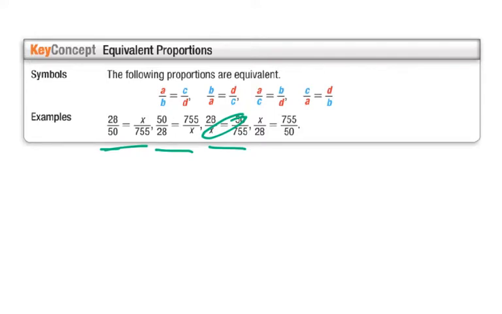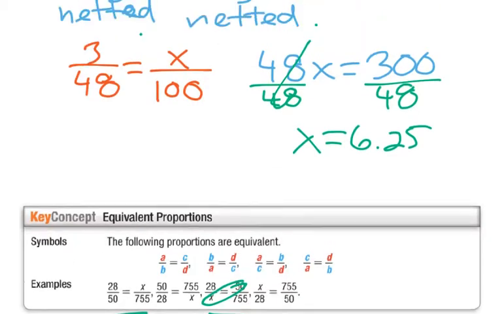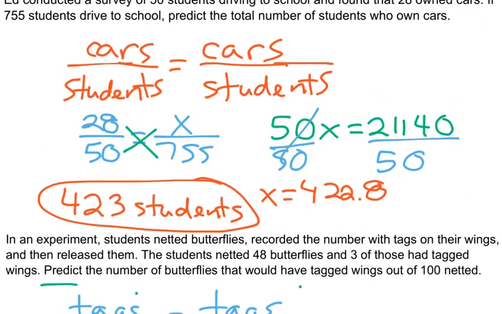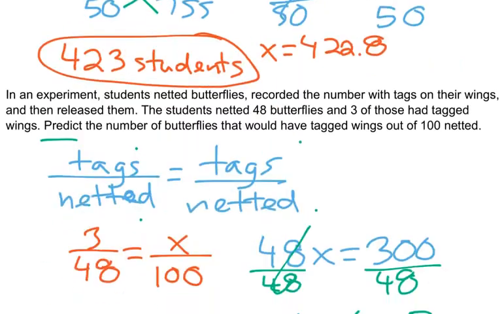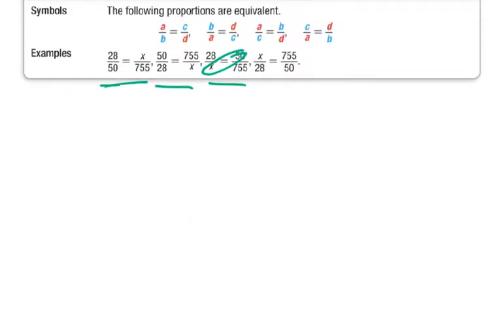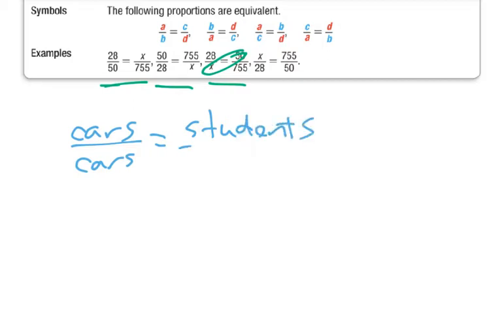Okay, what you want to make sure is there's consistency with how you set up your proportion. So here is cars over students is equal to cars over students. So if we did cars over cars, students over students, whoa, that would work as well. Just make sure there's some consistency there.